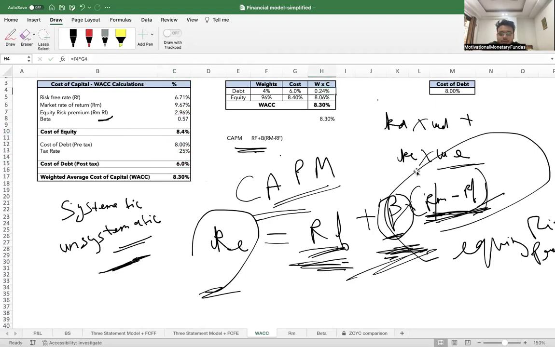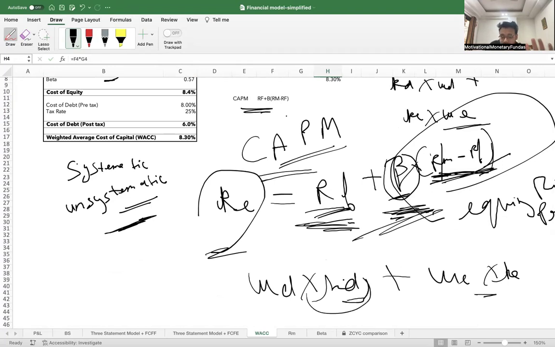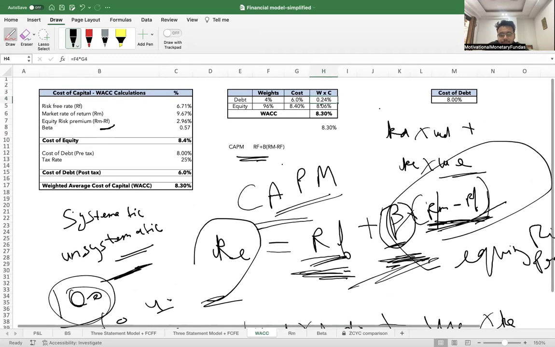How to calculate WACC? The formula for WACC is very simple. It's your weight of debt into cost of debt plus weight of equity into cost of equity. How to calculate cost of debt and cost of equity, we know it. And this is a post-tax cost of debt. It's not 8.5%, it is 6% tax adjust करके. And how to calculate weight of debt? Simple. For example, if a capital structure has 100 crores, 60 is debt, 40 is equity. The weight of debt becomes 0.60 and equity becomes 0.40. Simple maths. And वही यहाँ पे करा है.